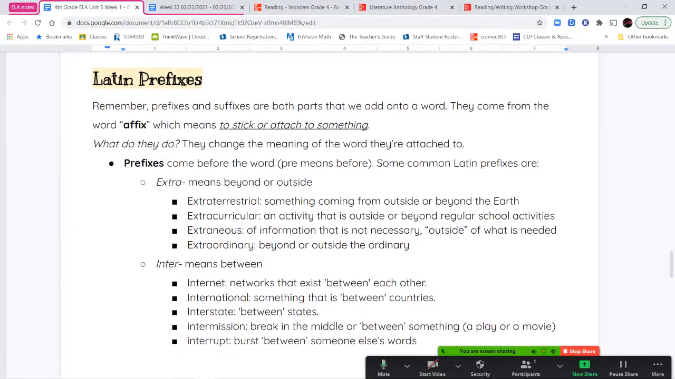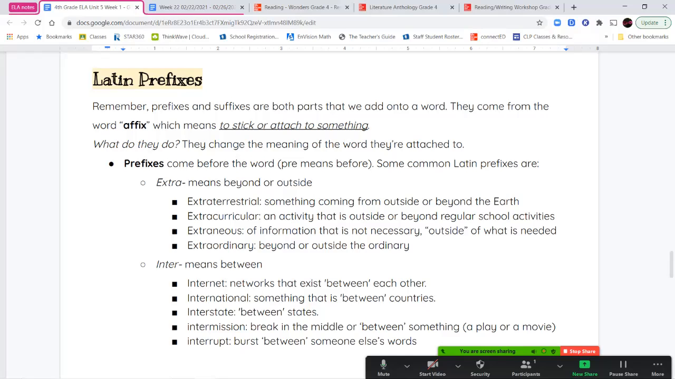Next, we're going to talk about Latin prefixes. Now, prefixes, remember, come at the beginning of a word, and it comes from the word affix, which means to stick to something or to attach to something. So we are sticking something on the front of our word. And the word prefix has a prefix in it, pre, which means before. So a prefix is something that is fixed before a word. So it's added on before the word.